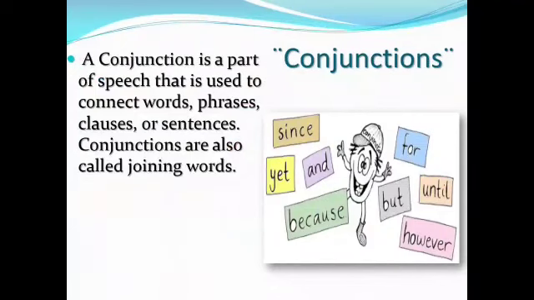The next we have are conjunctions. A conjunction is a part of speech that is used to connect words, phrases, clauses or sentences. Conjunctions are also called joining words. Some examples of conjunctions are and, but, because, since, however, until, yet, etc.